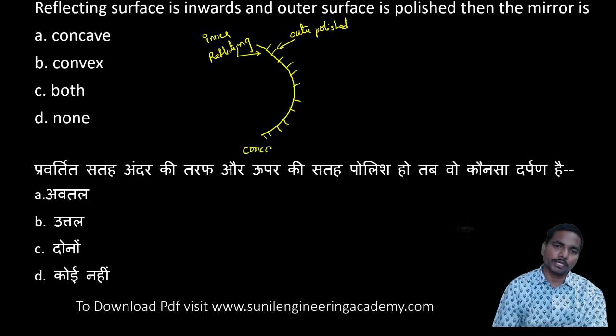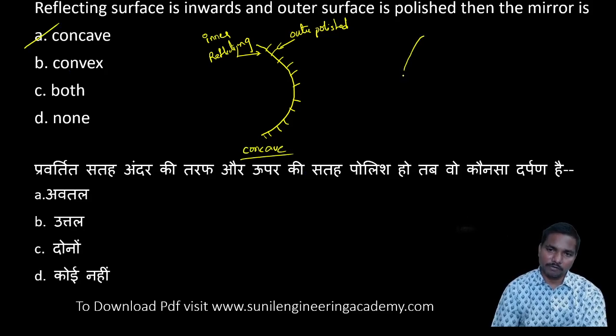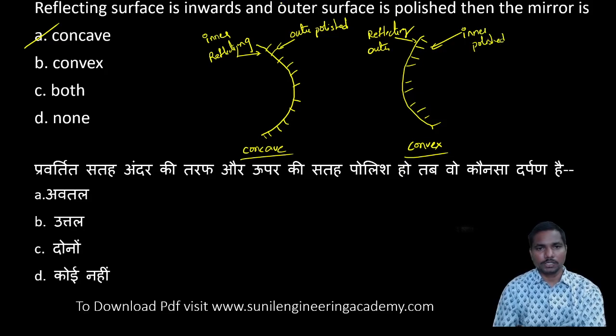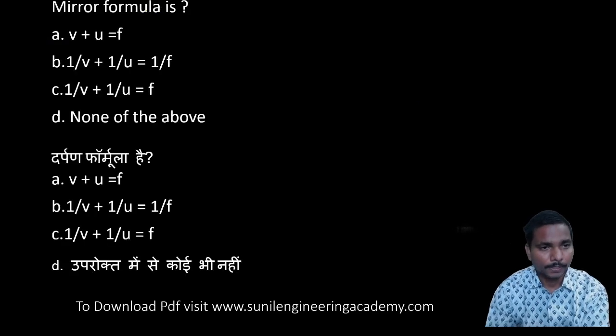The inner side of the spoon is a concave shape, so it is a concave type of mirror. The outer side of the spoon is the convex shape. Here the reflecting surface is the outer side and the inner side is polished. This is the convex. When the reflecting surface is inwards and the outer surface is polished, that is the concave type.